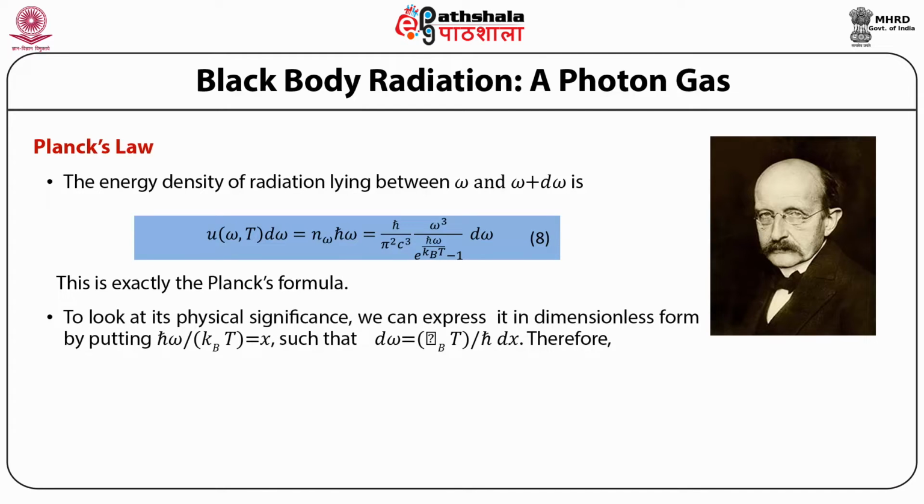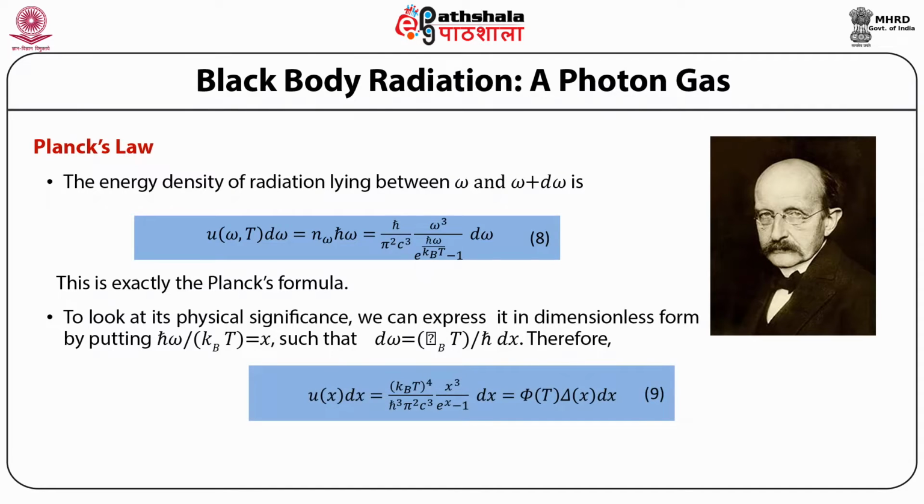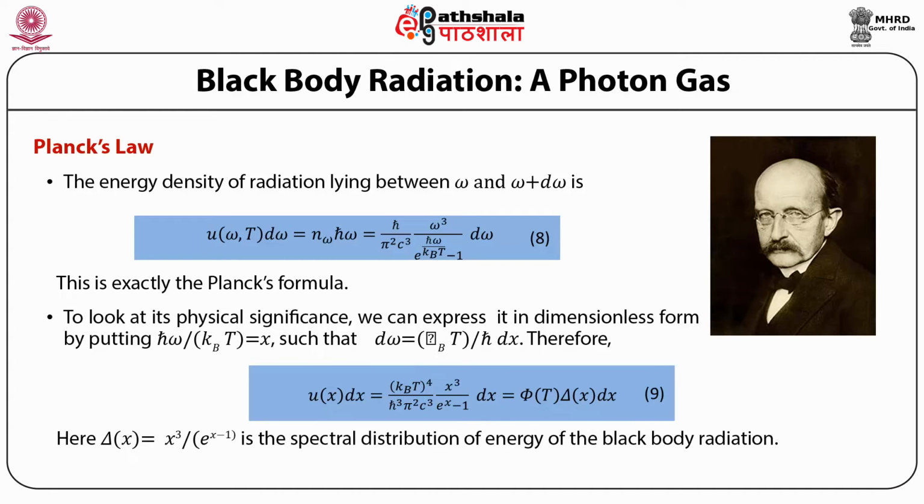To look at its physical significance, we can express it in dimensionless form by putting h bar omega by k_B T equal to x, such that d omega is equal to k_B T upon h bar into dx. Therefore, u(x) dx is equal to (k_B T) raised to power 4 upon h bar cube pi square c cube, into x raised to power 3 divided by e raised to power x minus 1, dx. This is a function phi of temperature and a function delta of x, where x is equal to h bar omega by k_B T. Here, delta(x) is equal to x cube upon e raised to power x minus 1, the spectral distribution of energy of the black body radiation.